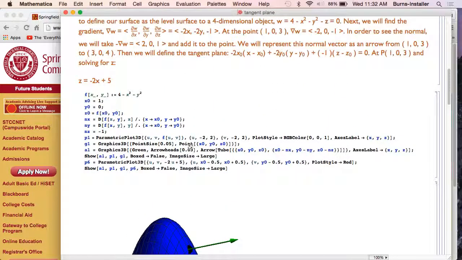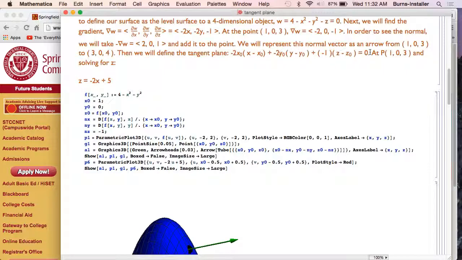In addition to that, we've got a point, 103. Here, I did this in general. Here's my partial with respect to x times x minus x sub naught. This is the equation of a plane. Partial with respect to y at y sub naught at that point. Partial with respect to z, -1, at z sub naught. This is the equation of that plane.